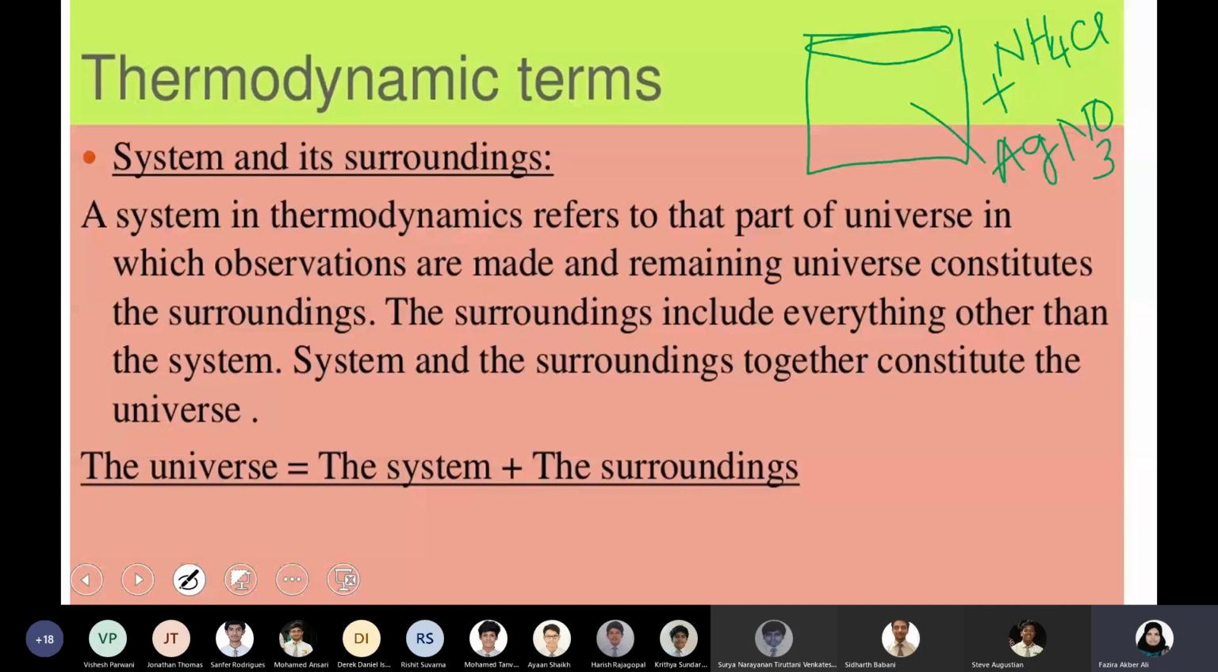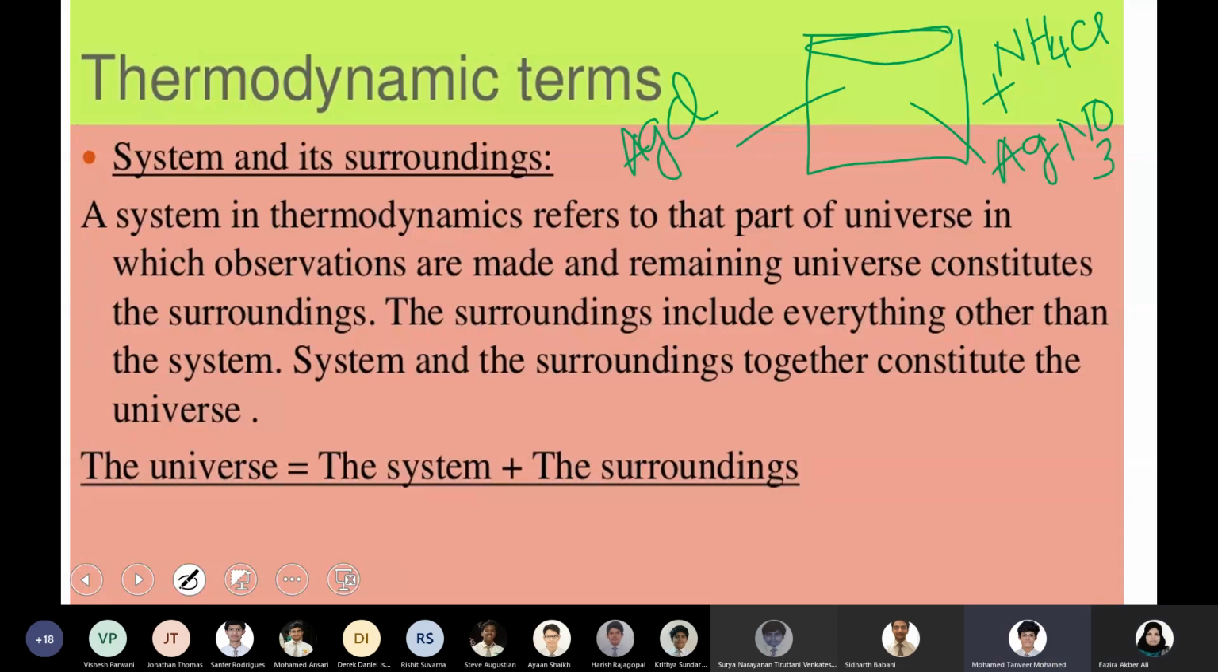So when we are conducting a chemical reaction, where will you focus? If you're adding, say for example, ammonium chloride and silver nitrate, and you're observing the changes taking place, you're supposed to get a white precipitate of AgCl during the reaction. So what will you be focusing on when you're mixing these two reagents? Will you look into the test tube, or will you look somewhere else?